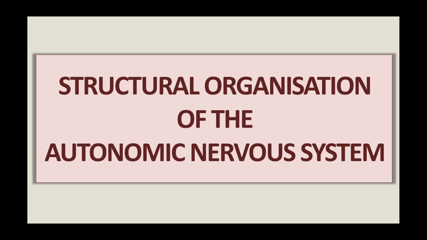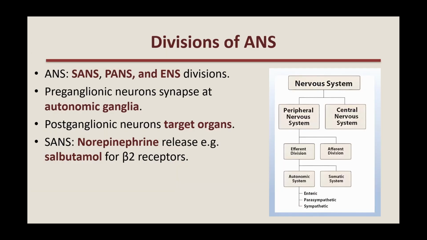Let's dive into the main content, starting with the structural organization of the autonomic nervous system. The structural organization of the autonomic nervous system, ANS, features a relay of preganglionic and postganglionic neurons, divided into the sympathetic, parasympathetic, and enteric nervous systems, ENS. Preganglionic neurons originate in the central nervous system, CNS, and synapse at autonomic ganglia, where postganglionic neurons project to target organs.